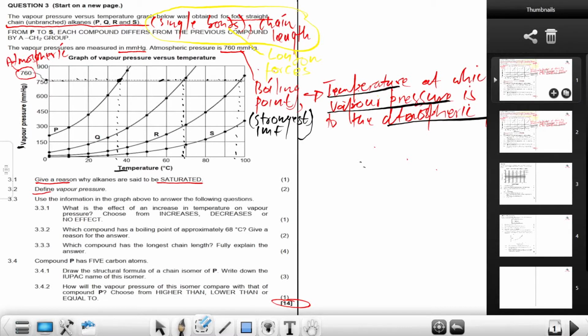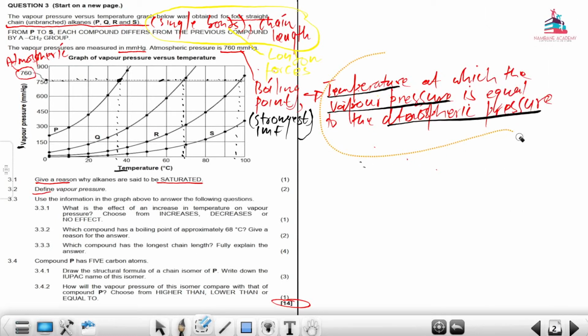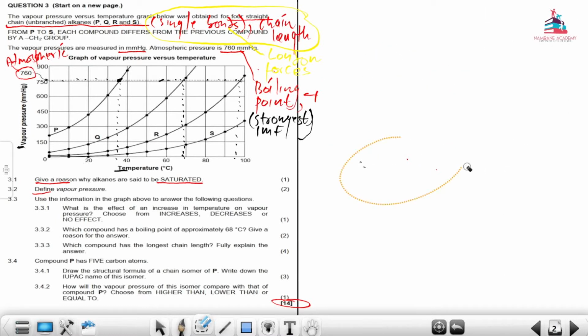And then I will be able to clear this up. Then we can start looking into it. So 3.1, all of us must be able to get maximum marks.